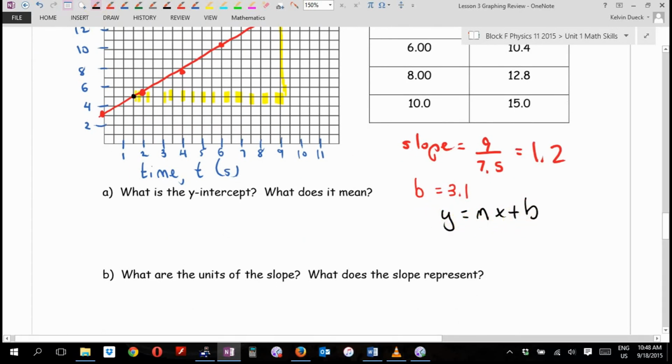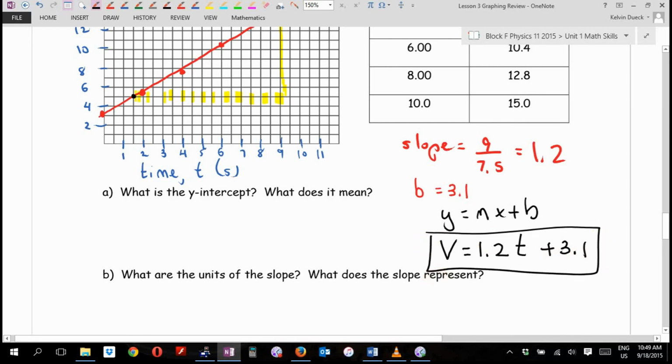Except what letter should I use for my y-axis? What did I put on there? V. V equals, what's my slope? 1.2. What letter should I use instead of x? T plus 3.1. I'll put a box around it. This is my line of best fit.